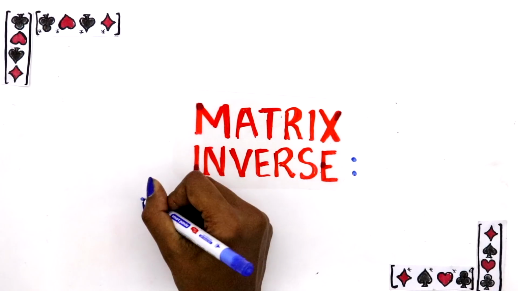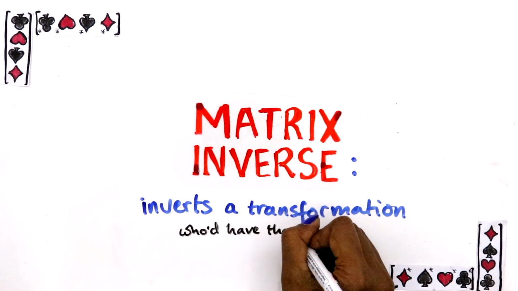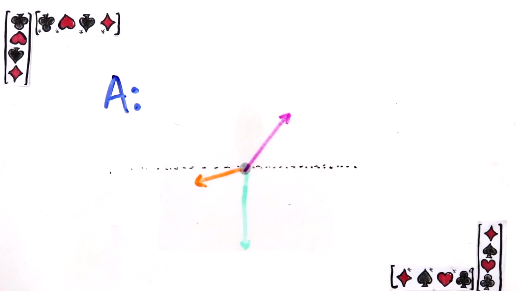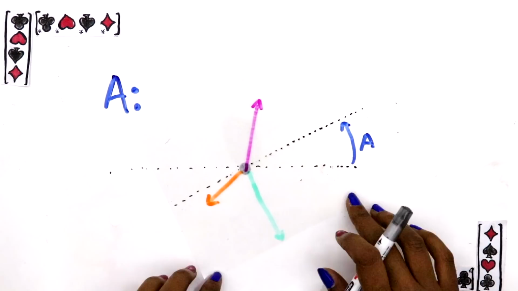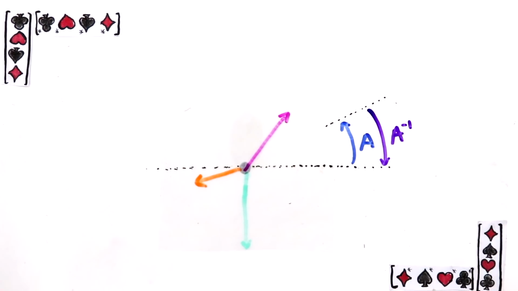An inverse is just what it sounds like. It's a transformation that undoes or inverts some other transformation. For example, let's think of a matrix A that rotates all the vectors clockwise by an angle. How do you get the vectors back to where they were? Obviously, just rotate everything back. And so A inverse rotates everything counterclockwise by the same angle.